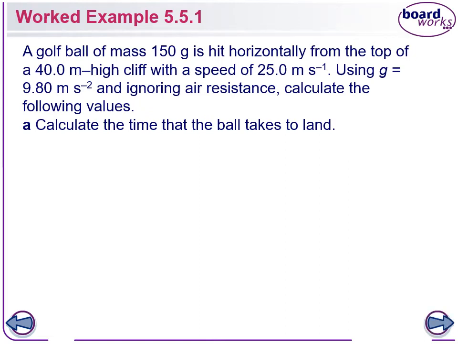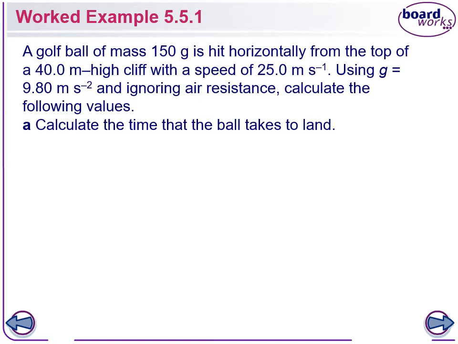A ball of mass 150 grams is hit horizontally from the top of a 40-meter high cliff with a speed of 25 meters per second. Using g equals 9.8 and ignoring air resistance, calculate the following values. So firstly, we're going to calculate the time the ball takes to land. So what's the first thing we do?